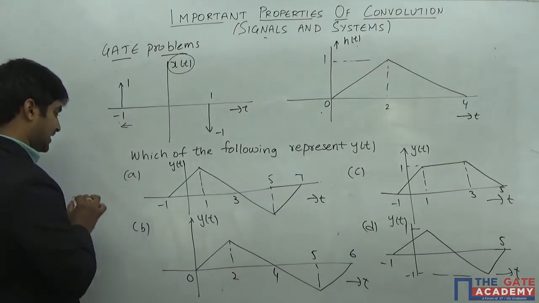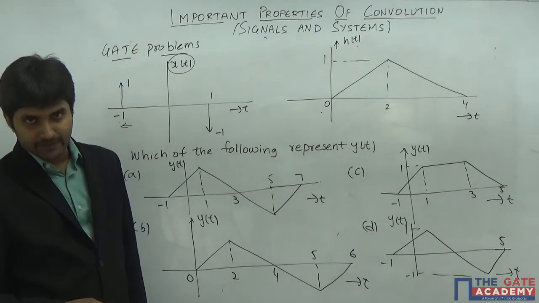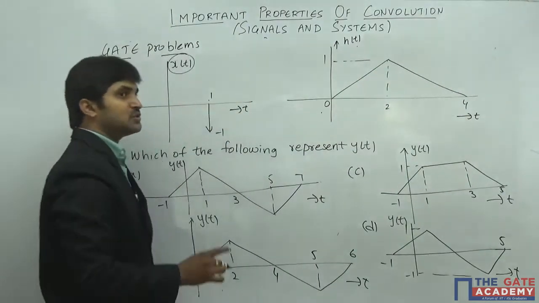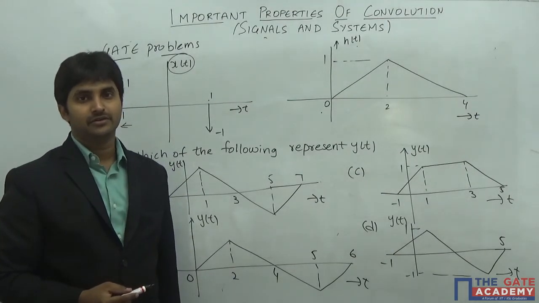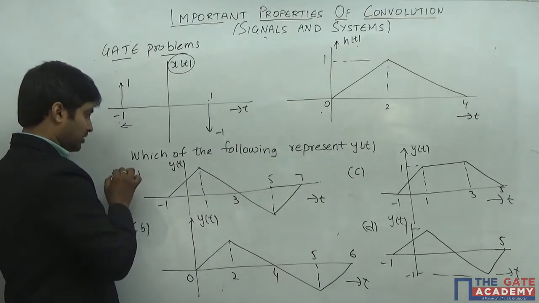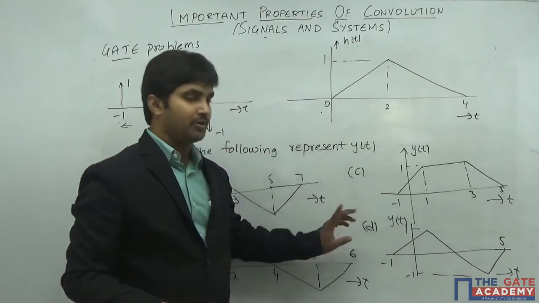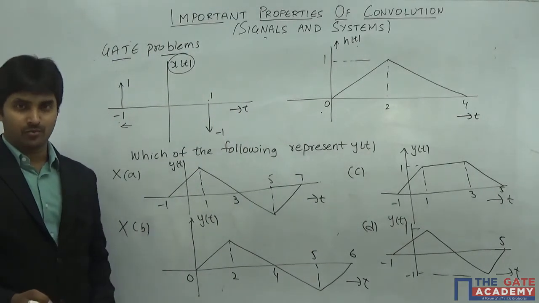So what I can do is that I can just eliminate option B. Upper limit. So the upper limit here is 1, the upper limit here is 4. So 1 plus 4 is equal to 5. 5 should be the upper limit of the resultant signal. So here 7 is the upper limit, gone. Now we are left with two options, option C and option D. So we have used one property.